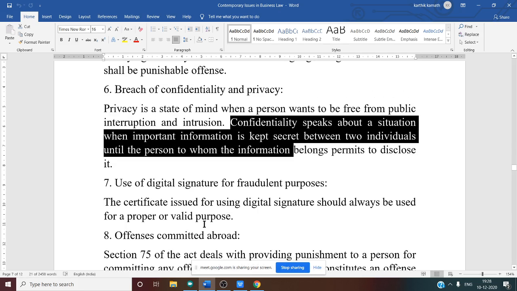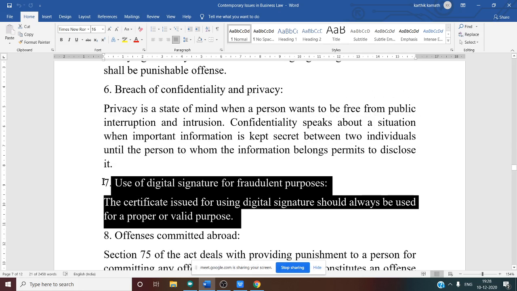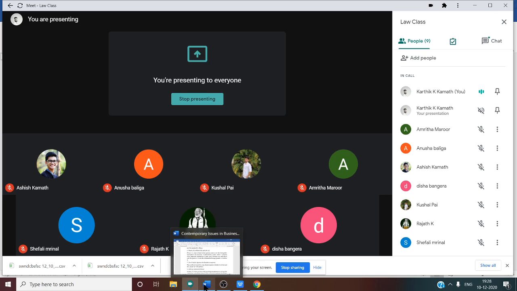Yes. So now there is one more point given, use of digital signature for fraudulent purposes. You have to use the signature, whether it is a company document or a personal document, only for normal purposes only.